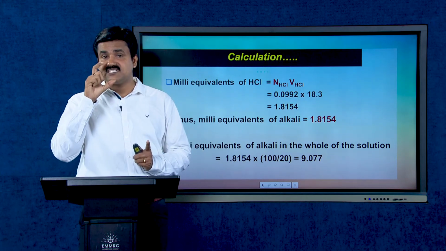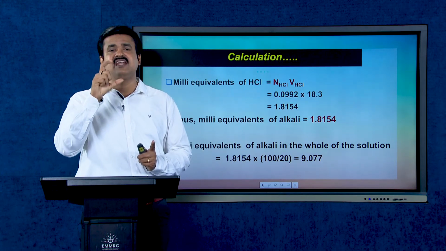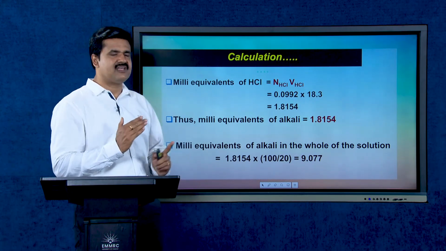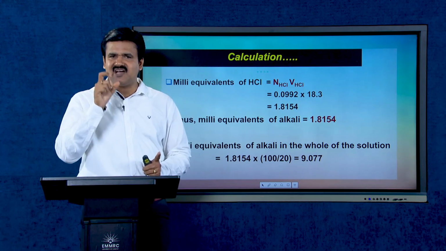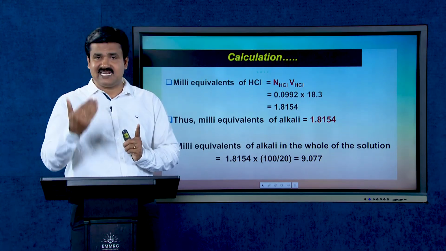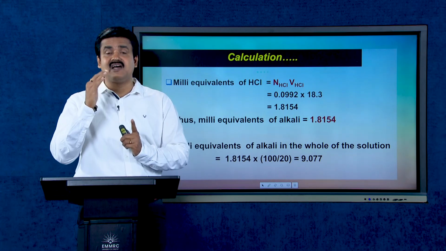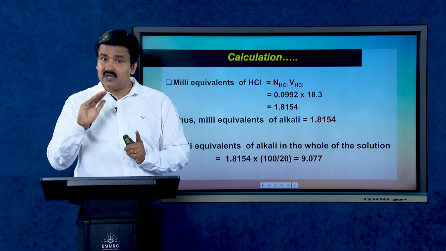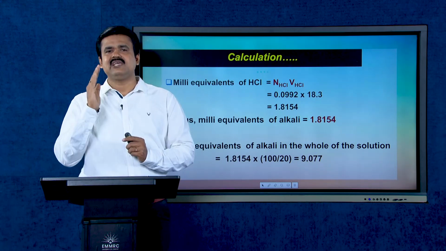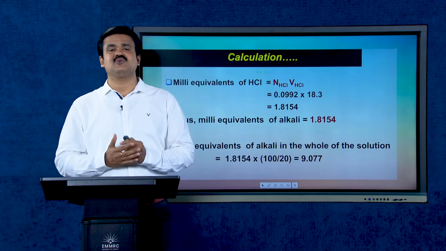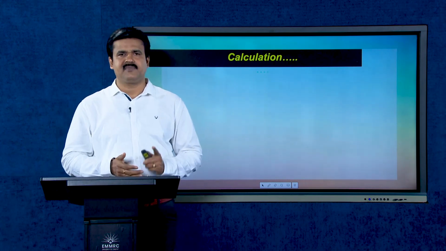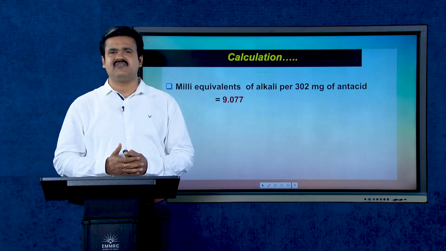Hope this part of the calculation is very crucial and it is very well understood by you. Once again I repeat for the sake of convenience, 1.8154 is the number of milli equivalents of alkali present in the 20 ml that you pipetted out. But you made the solution previously into 100 ml. So, to get the milli equivalence of alkali in the whole of the given solution of a volume of 100 ml, you have to perform this calculation. And you got the milli equivalence of alkali in the whole of the given solution as 9.077.